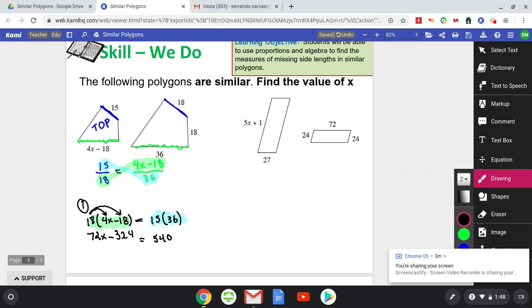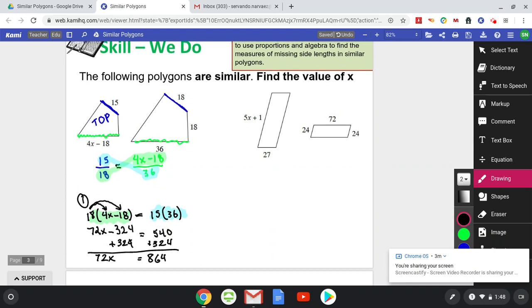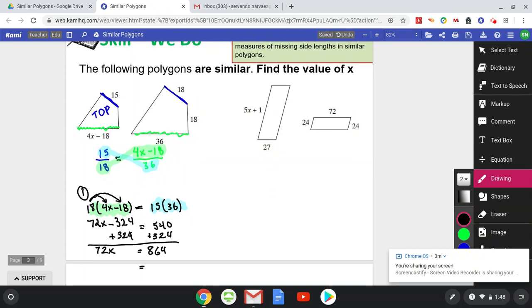Once we have that, we have to solve for x. And this becomes a simple algebra problem. Add 324 to both sides because it's the opposite of negative 324. And we get 72x equals 864. Then we have to divide it by 72, both sides, and we get x is equal to 12.